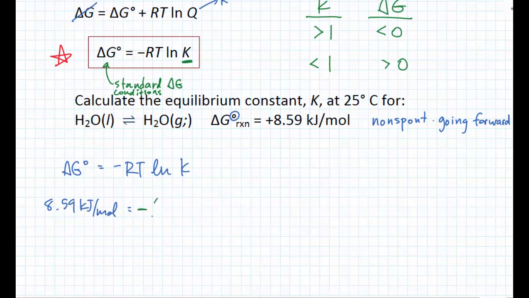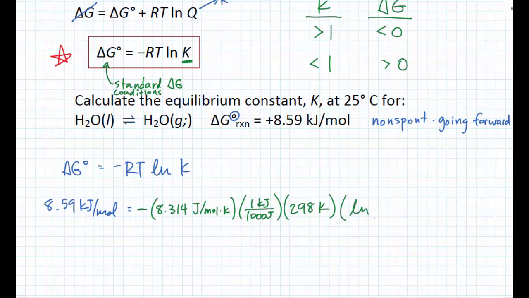In fact, just so we don't get anything confused, R is 8.314 joules per mole Kelvin. One kilojoule is the same thing, we're dividing by 1,000 either way. Okay. T, 25 C, is 298 K. Then the natural log of K. That's what we're solving for.